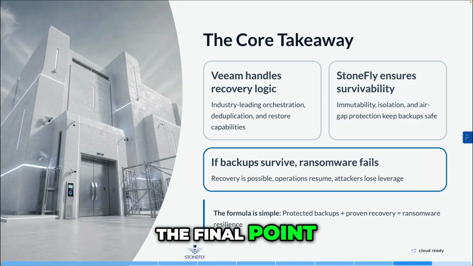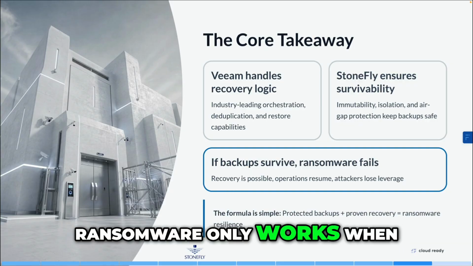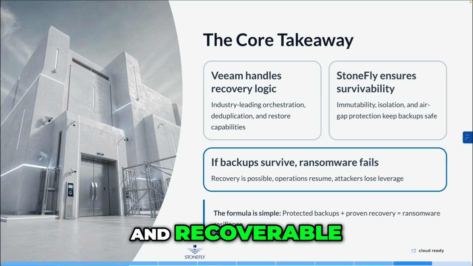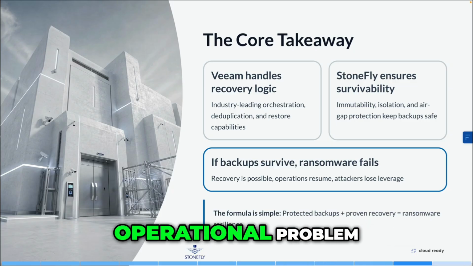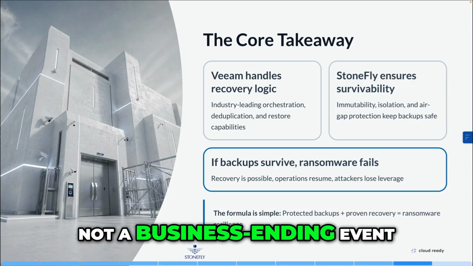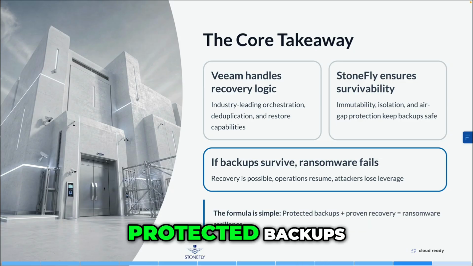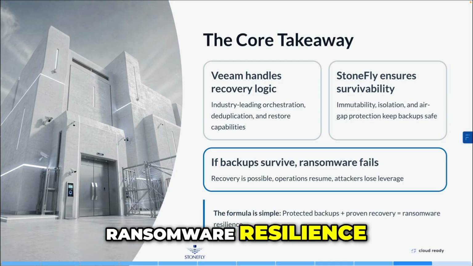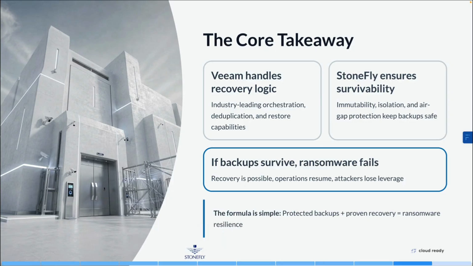And that leads to the final point. If backups survive, ransomware fails. Ransomware only works when recovery is impossible. When backups are protected and recoverable, attackers lose leverage and the incident becomes an operational problem, not a business-ending event. The formula at the bottom says it all. Protected backups plus proven recovery equals ransomware resilience. And that's the outcome we're all aiming for.